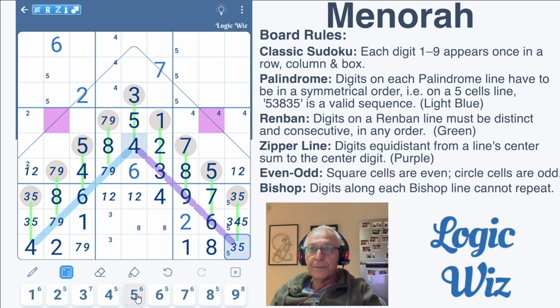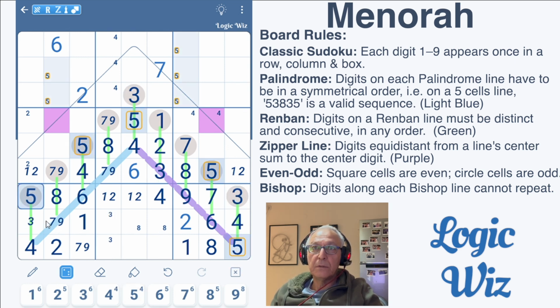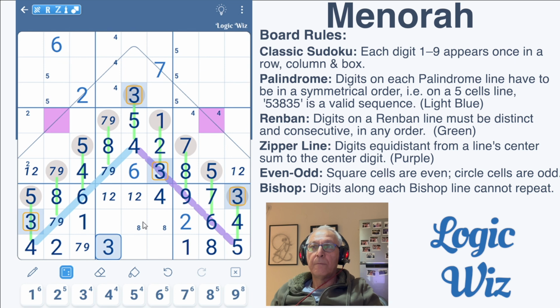Oh, this one must be a 5, of course, because of the zipper line. This one is a 3. This one is a 4. Here we have a 5. And a 3. Now this one must be a 3. In this box, 6 must go here. And this one must be 7 and a 9.